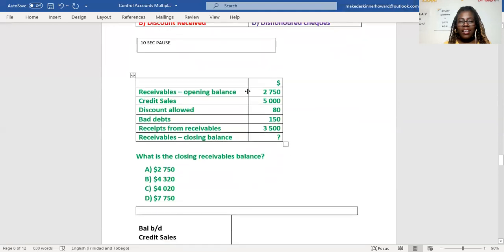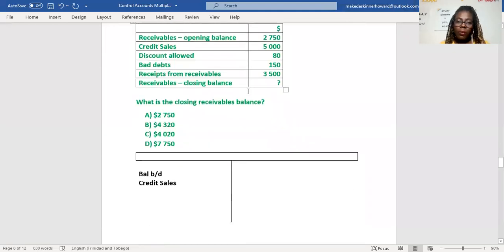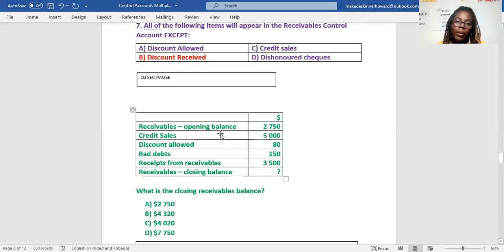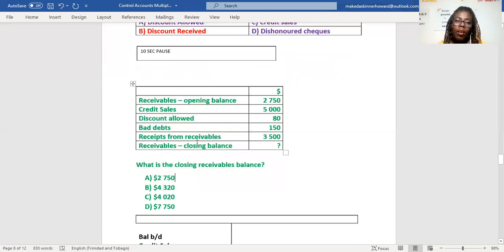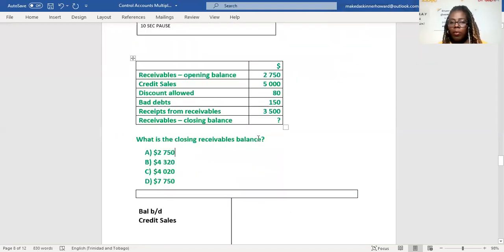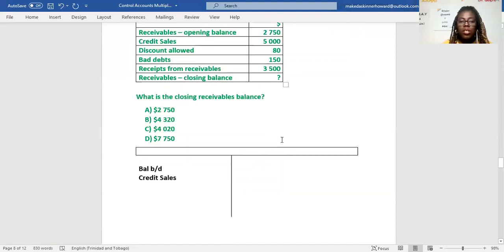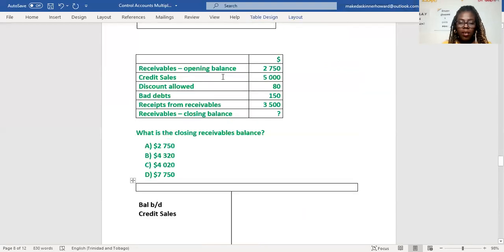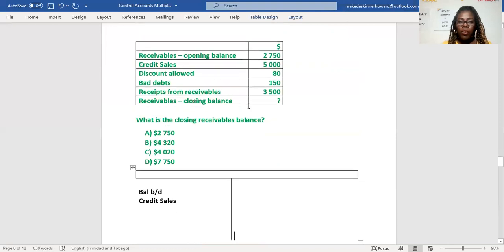These questions come a lot. So I really want you to be comfortable with it, finding the missing figure. In this one, which is number 8, they ask us to find a closing receivable balance. And I believe this should be easy for a lot of students because you just have to find a balancing figure. Right? So it's not like a missing figure. You have to find really, we don't know what the balance is. So this one is a lot more straightforward.